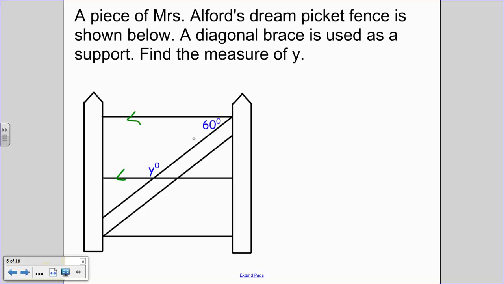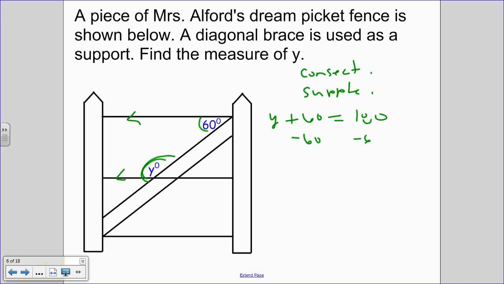As you can see, the angles in the picture are both interior angles, and they're on the same side of the diagonal. So that means this is another consecutive situation. And again, consecutive means supplementary. So that means y plus 60 is equal to 180. If I subtract 60 from 180, I will know what y is, and that'll be 120 degrees.